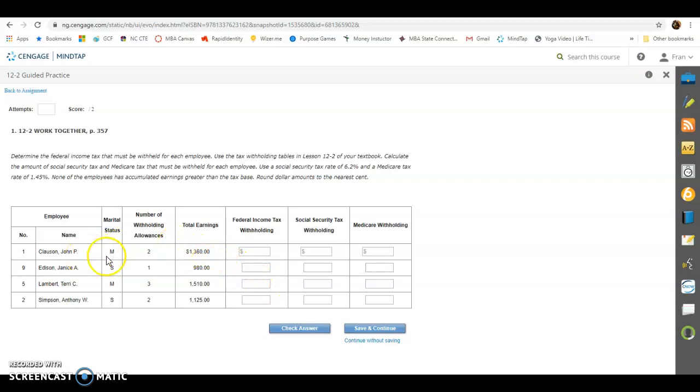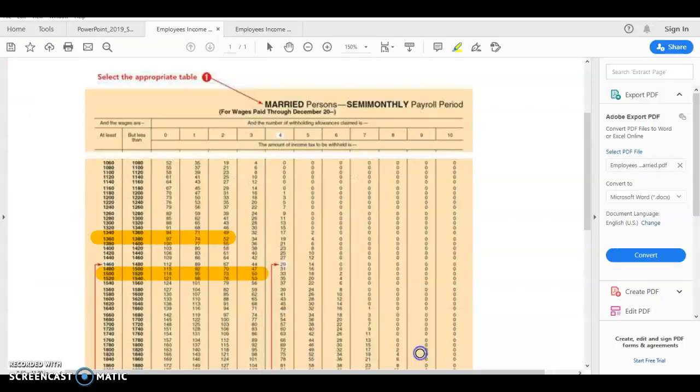All right, our first person is married and he has 2 allowances. That means that he's married and one for him and one for his wife. If you have kids, each one of those would be an exemption. Okay, so 2 exemptions. So we're going to pull up our married persons, and I've already highlighted things to make things easy for you.